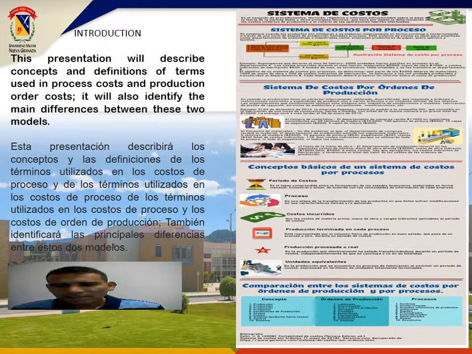This presentation will describe concepts and definition of terms used in process costs and production order costs. It will also identify the main difference between these two models.